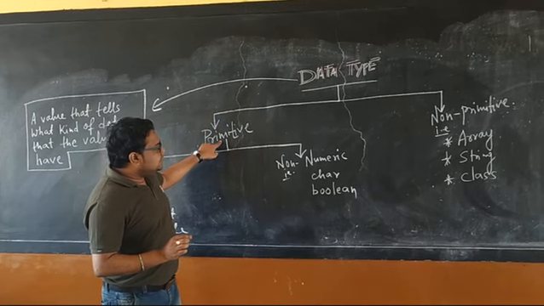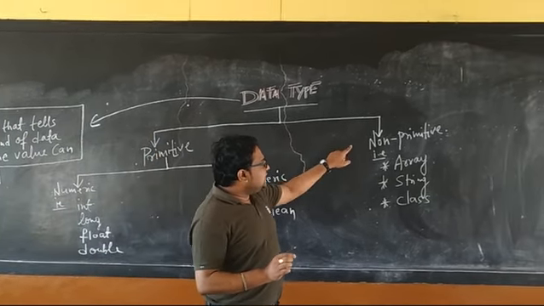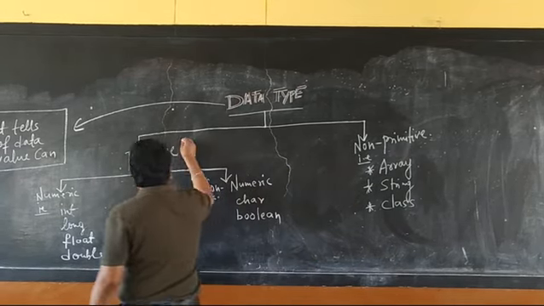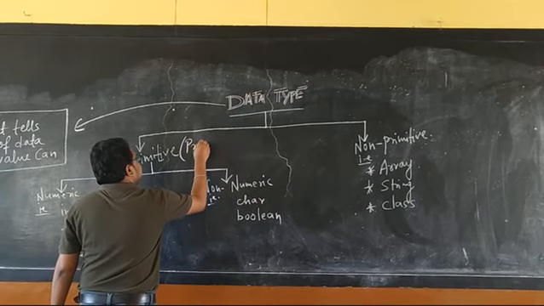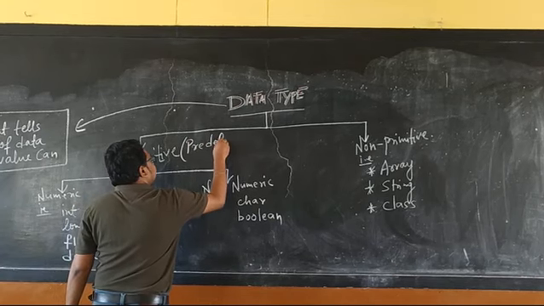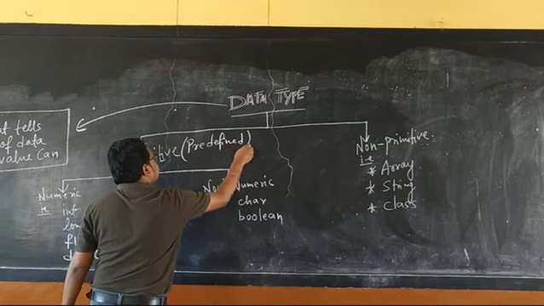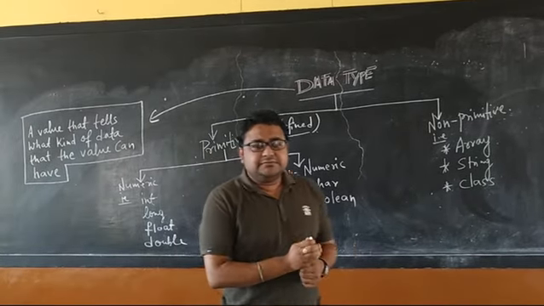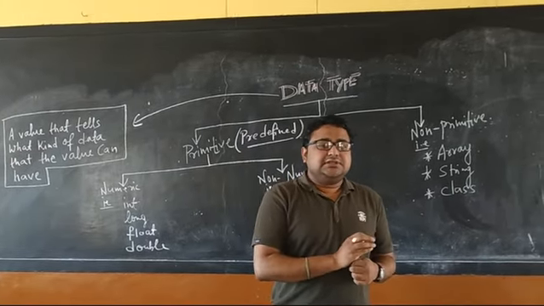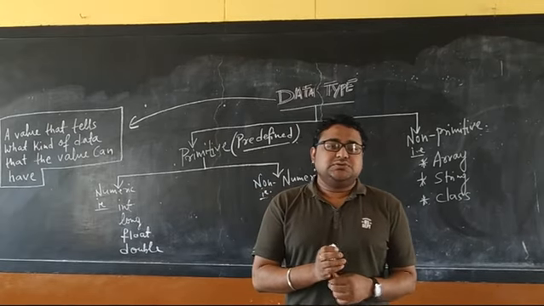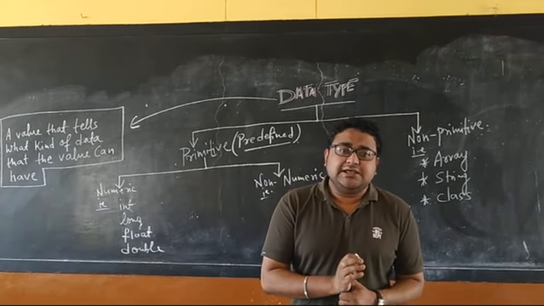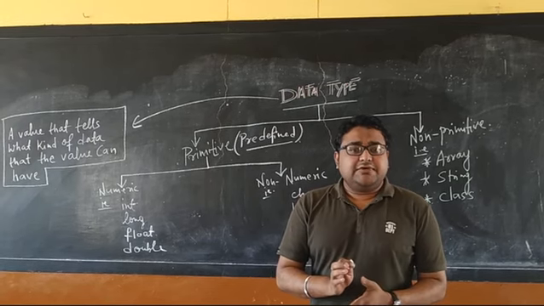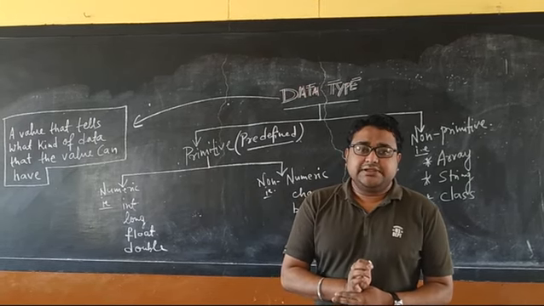One is primitive and one is non-primitive. Primitive is also called predefined. There are very simple definitions in the book. Many definitions are given, but I am giving you a very simple definition of what you mean by primitive data types. The predefined data types are also called primitive data types. The data type which is already defined in the computer is called primitive data types.